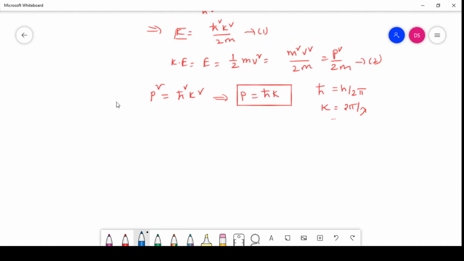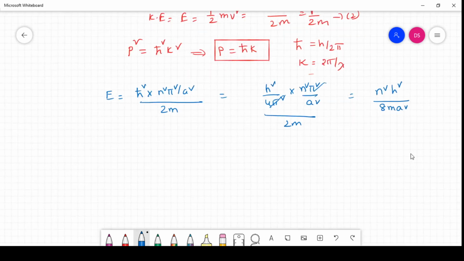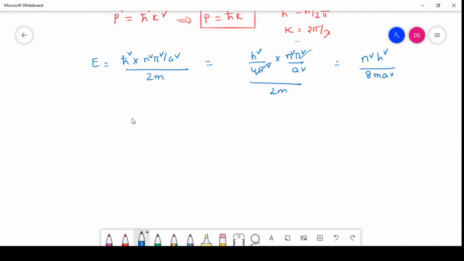Therefore the energy of the electron can also be written as h cross square into n square pi square by a square, by 2m. And we can also write h cross as h by 2 pi, so h square by 4 pi square into n square pi square by a square by 2m. So this equation becomes E is equal to n square h square by 8m a square. This is the energy of the electron when it is moving inside the material.